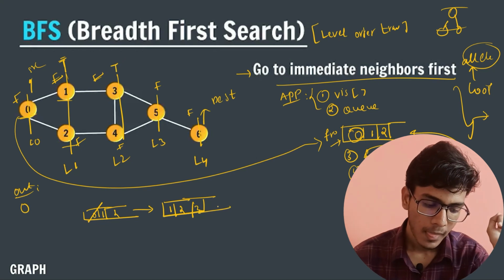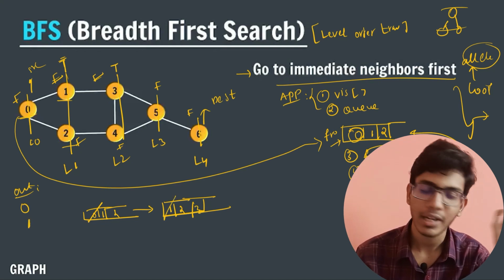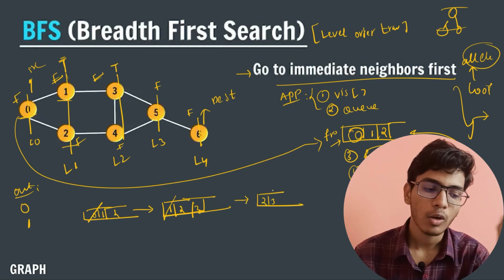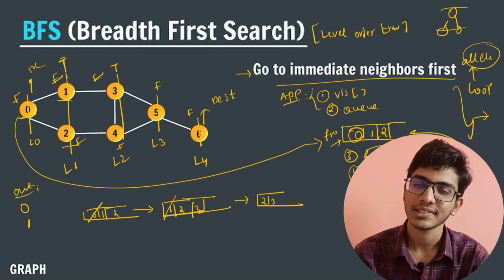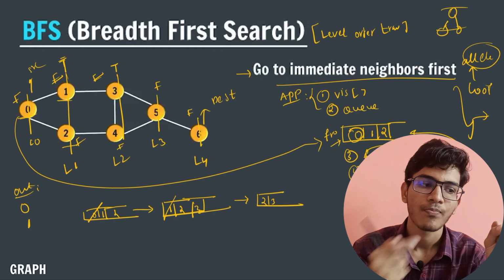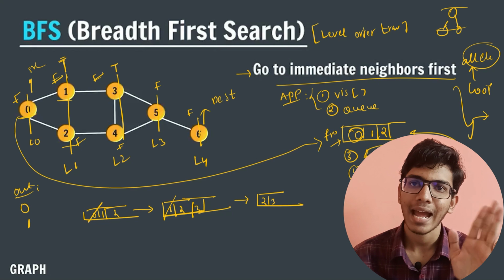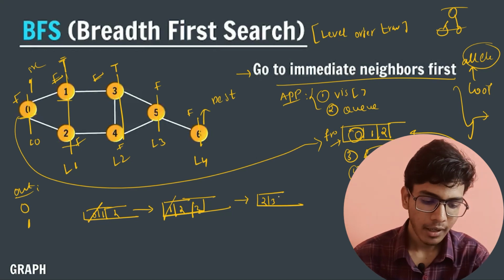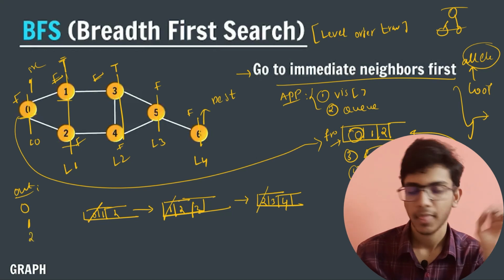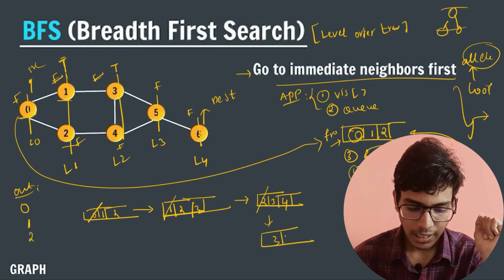Okay, now after adding 1's neighbors, I will remove 1 and I will print 1 in the output screen. So my queue will become 2 and 3. Now for the 2 node, there is 0 as one of its neighbors and there is 4. Now 0 is already visited, so if it is visited then I will not add that into my queue again. So I will add 4 in my queue, and after adding I will remove 2 and I will print 2. Now my queue is something like this, 3 and 4.